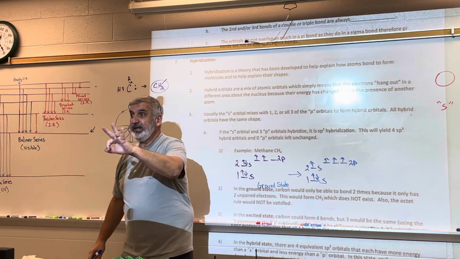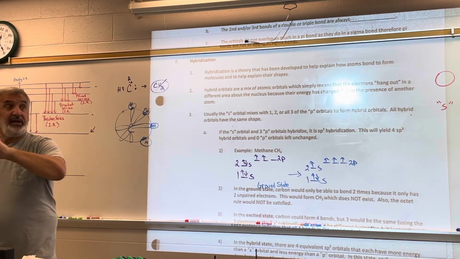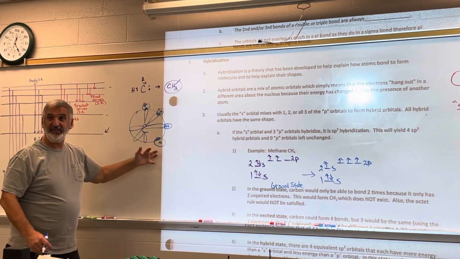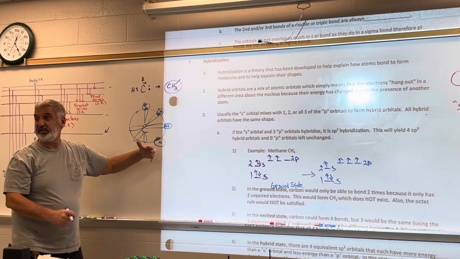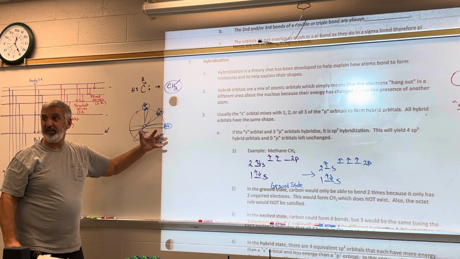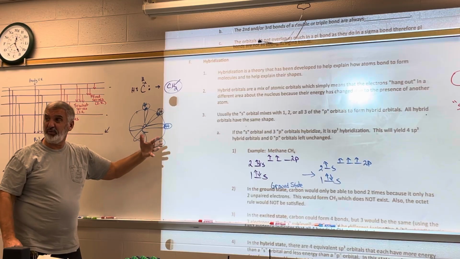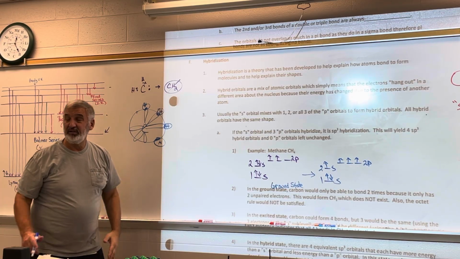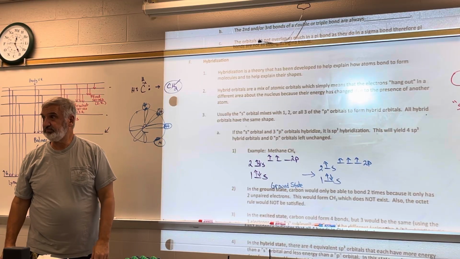But that would make 3 bonds identical, and they would be at 90-degree angles. And then you have 1 bond that would just be cramming in there that would be different, because overlap of s orbital is going to be different than s and p, slightly different energies. You'd have 3 bonds that are identical, one's a little different. Well, all 4 bonds of CH4 are exactly the same. So this is what we call the excited state.